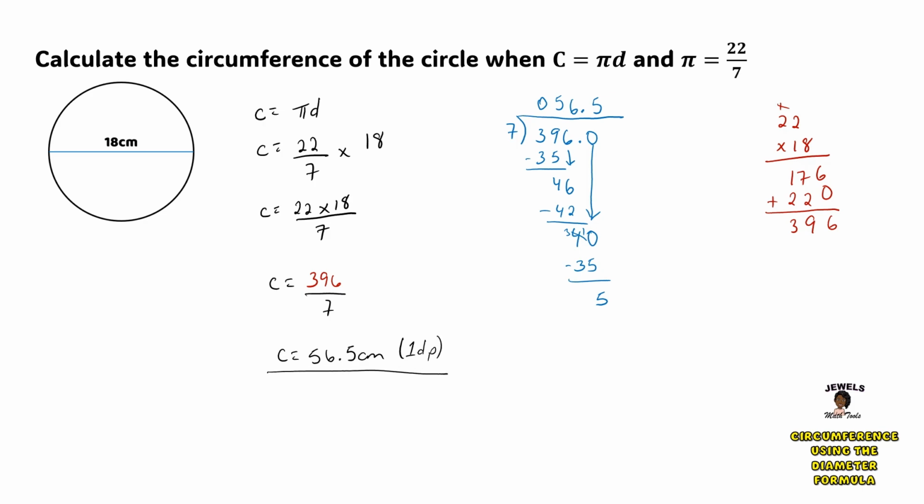Okay, so there you have it. We just calculated the circumference of our circle when we're given the diameter, and pi is equal to 22/7. Remember to always practice these types of questions. Most importantly, practice your division, because I know that's an area where some of us struggle. But remember that you have to practice these things in order to get better.